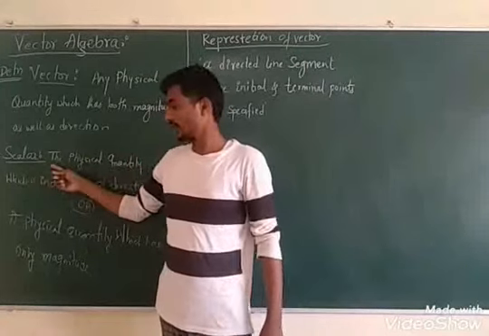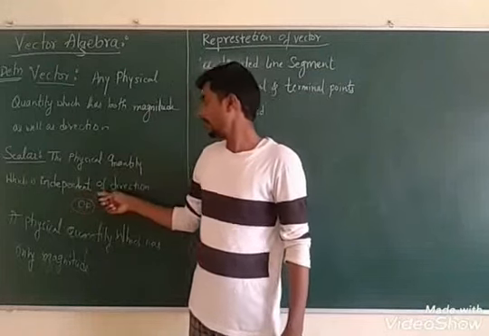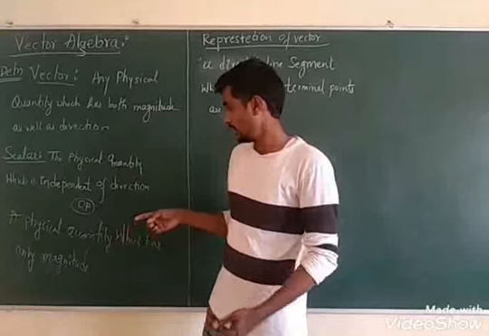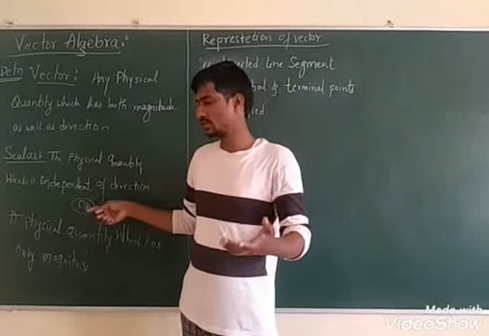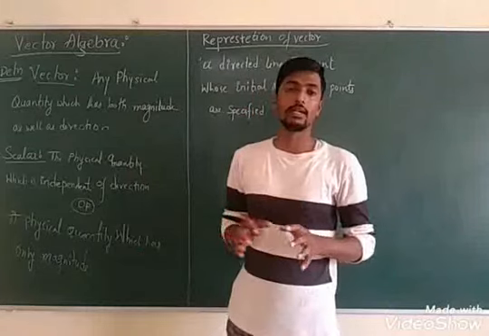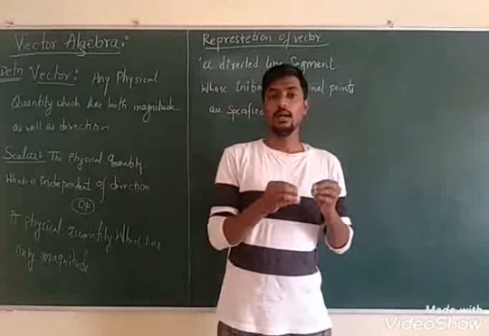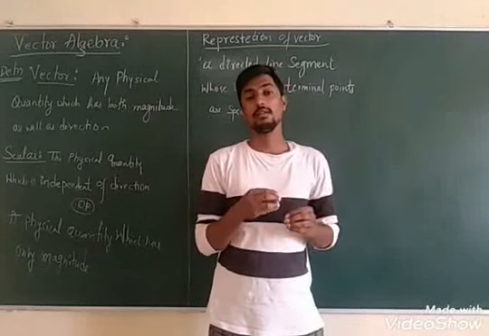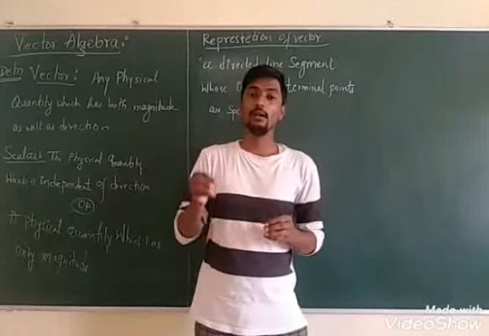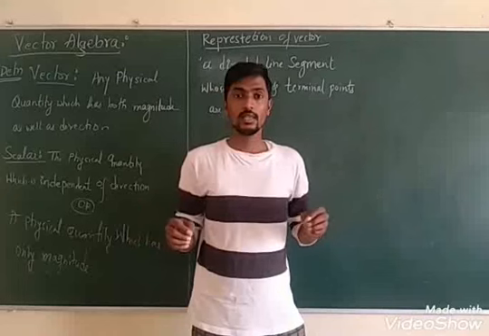What do we mean by scalar? A physical quantity which is independent of its direction while it is measured, or otherwise, a physical quantity which has only magnitude. Those physical quantities having only magnitude, independent of direction while measuring them, are called scalars.